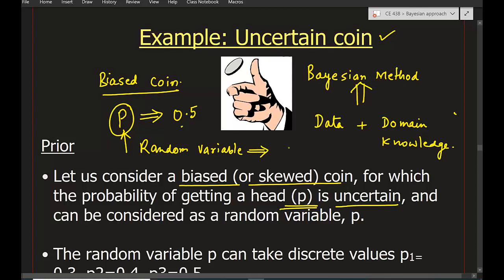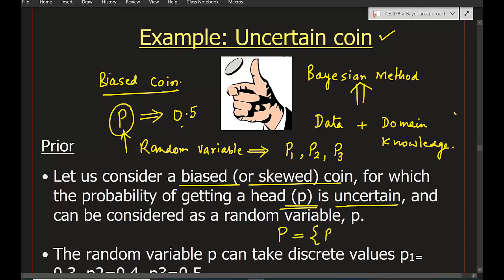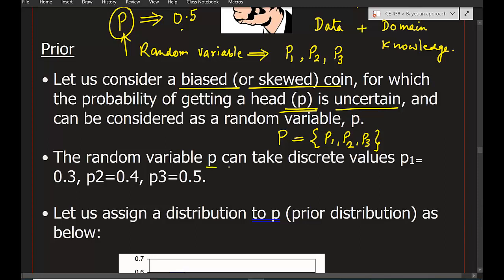It can take different values: P1, P2, P3. I don't know the value of P, so these are the values that P can take. Other values are also possible, but in this case we are only considering 3 values. So we are saying the random variable P can take discrete values: P1 equals 0.3, P2 equals 0.4, and P3 equals 0.5.